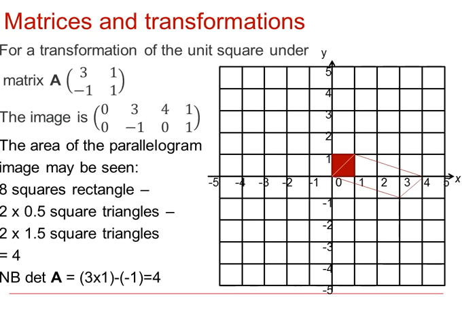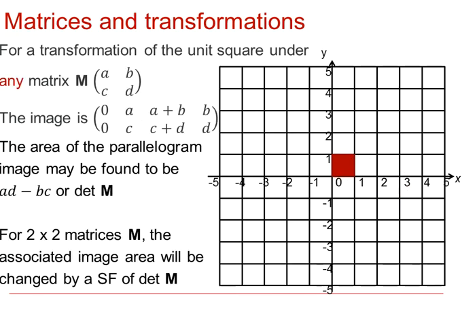It is worth noting that the determinant of A is in this case 3 times 1 minus 1, which gives 4. The area of the unit square, the original object, was 1. Therefore, the area of the image is 4 times that of the original object, and that happens to be the same as the determinant of the matrix used for the transformation.